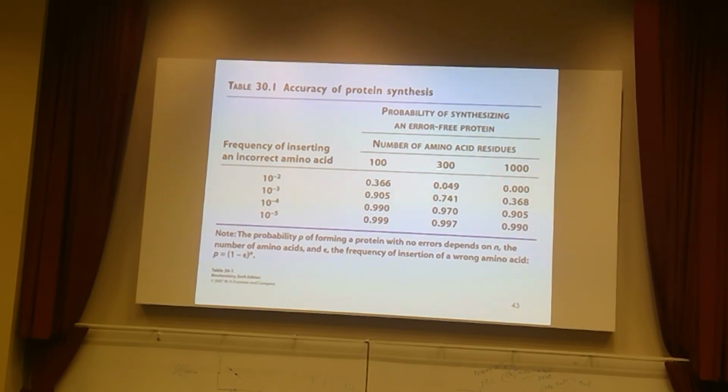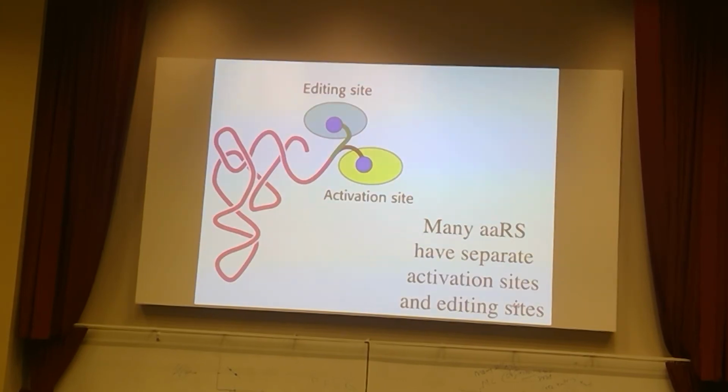But this is a really short protein. The cell makes 300 amino acid, 1,000 amino acid proteins all the time. And if it wants to get it right, like 90% of the time for these larger proteins, it needs to be operating at about 1 error in only about 10 to the 4th positions. So fidelity is crucial.